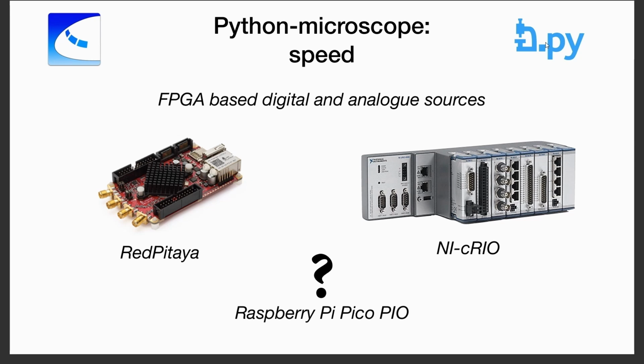But we are looking forward to having the time and resources to implement another device using a Raspberry Pi Pico and using the programmable input outputs, because that's giving us very good performance. The disadvantage of this so far is that it does not provide analog outputs. So we will have to combine this with some kind of digital to analog converter, because many of the devices we use need analog inputs to be controlled at high speed.